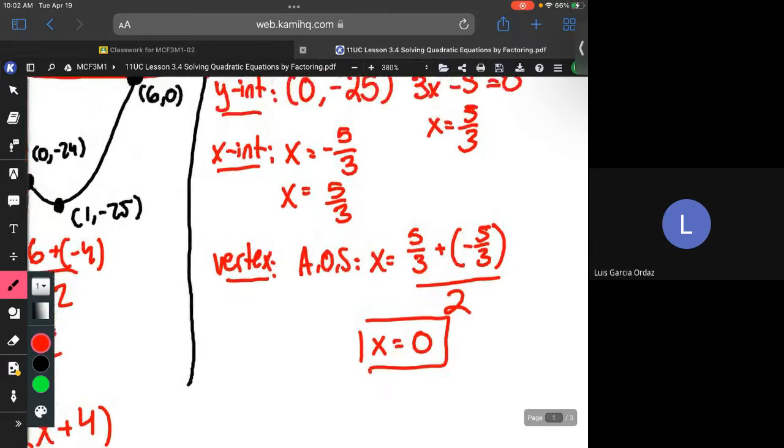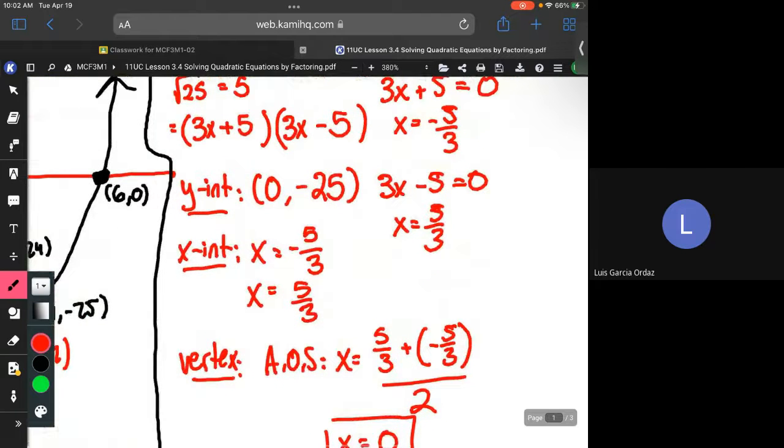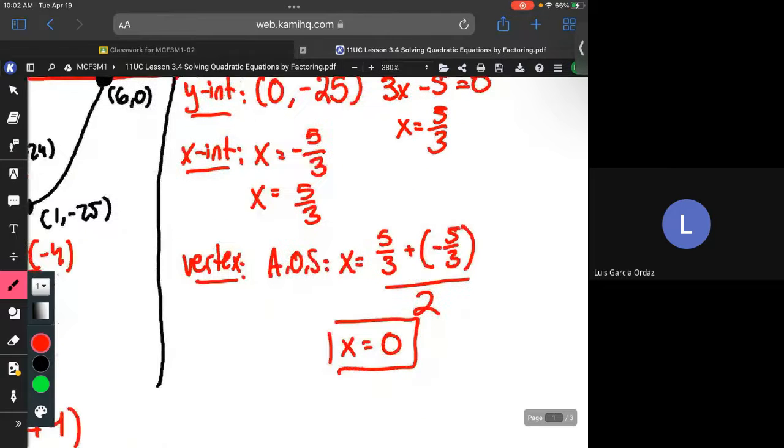So then what does it give? When I add both of my x-intercepts together, I have positive 5 over 3 and negative 5 over 3. It's the same thing as saying 5 over 3 minus 5 over 3, which is 0. Which means, however, we already know that when my x value is 0, what's my y value? It's up here.